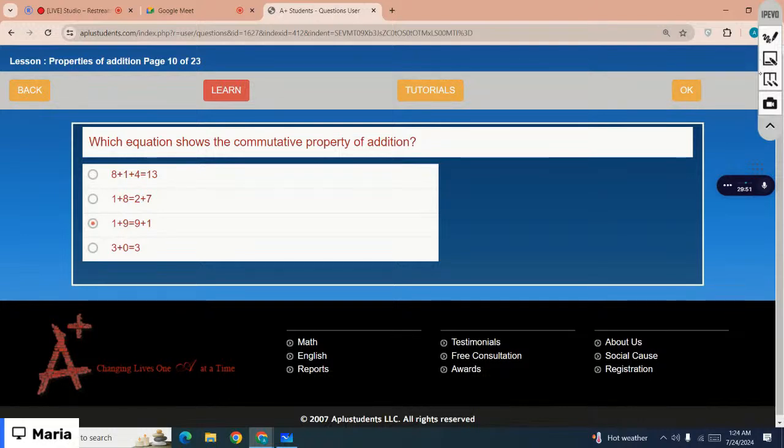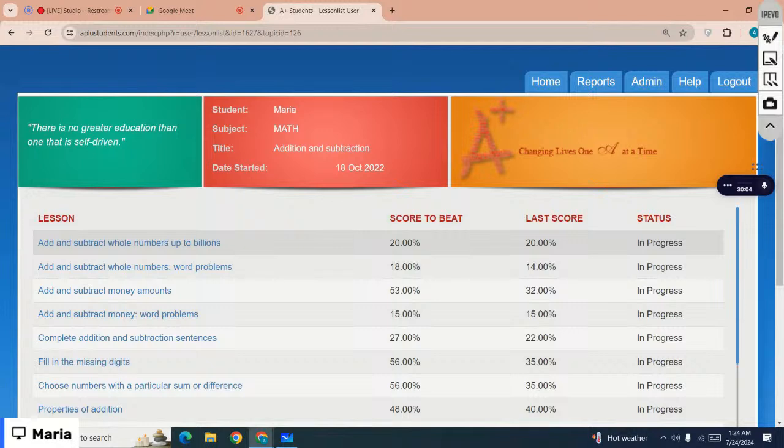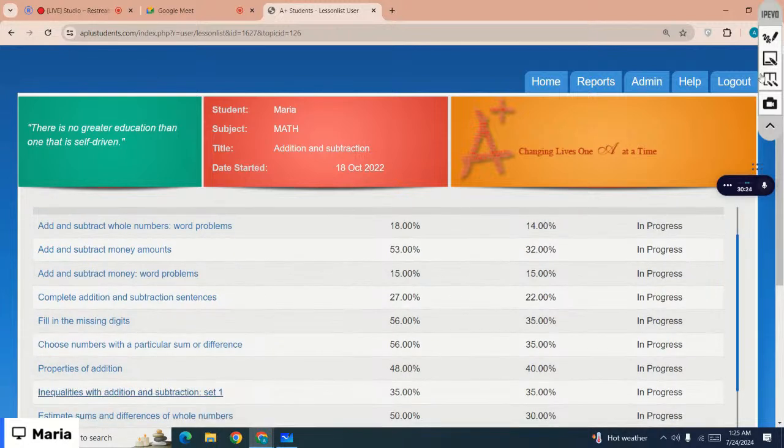Okay, you can complete the lesson by yourself later today. Let me move on to the next lesson. The next lesson is inequalities with addition and subtraction, set 1.